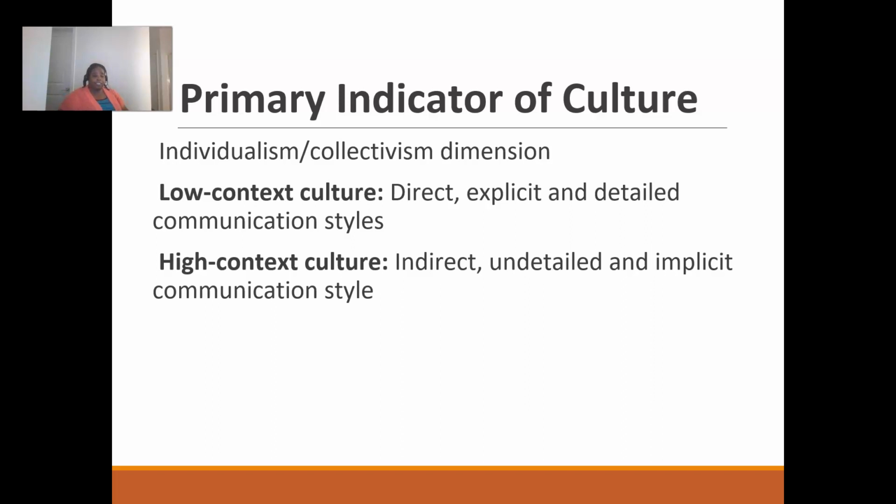But we also have high context cultures. It's an indirect, not detailed, implicit communication style. So there's context, layers, nuance, and ritual in conversation and in communication, and you have to know how to navigate these spaces. If you're from a low context culture, you may not understand everything in a high context culture because it's indirect. There's subtext. There are layers to the conversation.